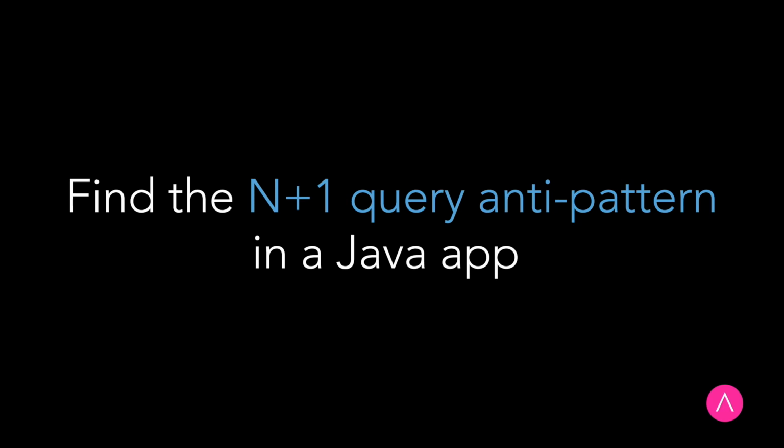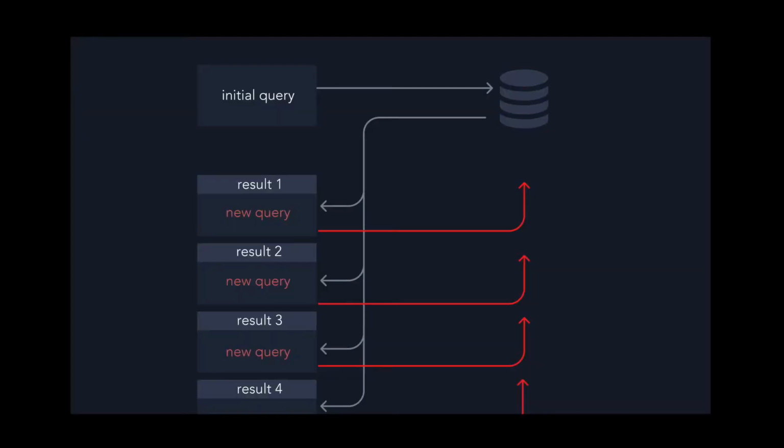I'm going to demonstrate how to identify the N+1 query anti-pattern using the AppMap extension for Visual Studio Code and the Spring Pet Clinic application as an example. The N+1 anti-pattern happens when a query is executed for every result of a previous query.